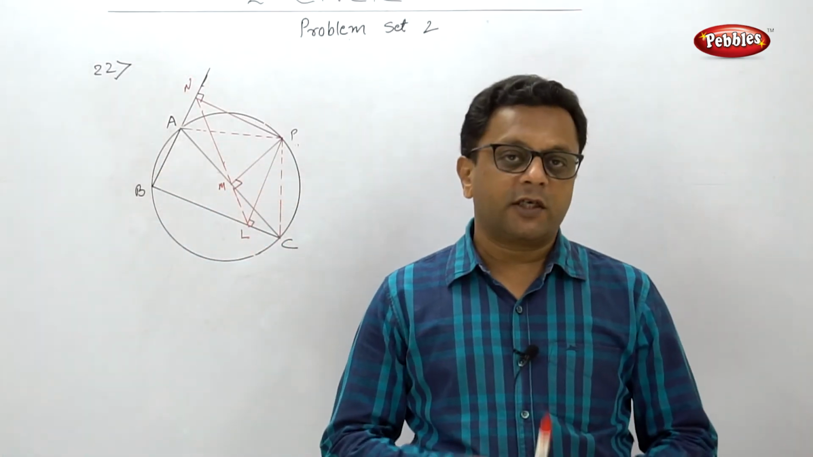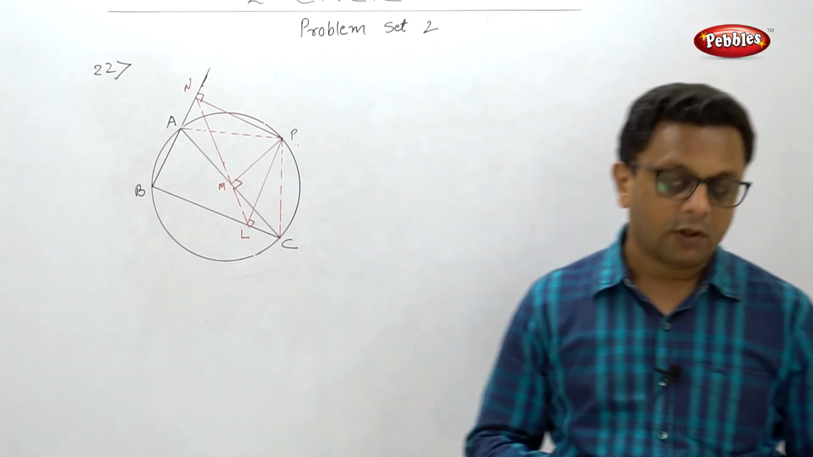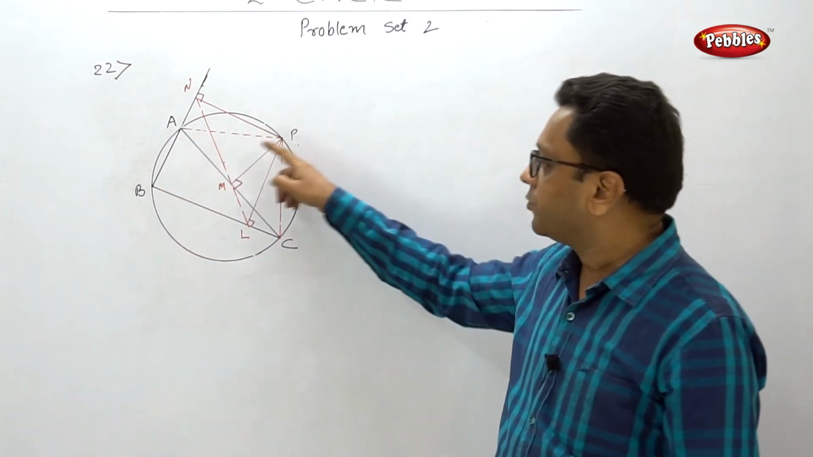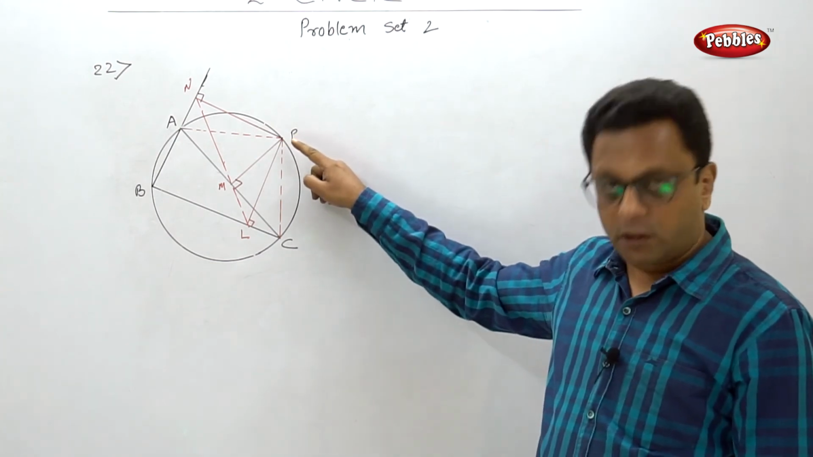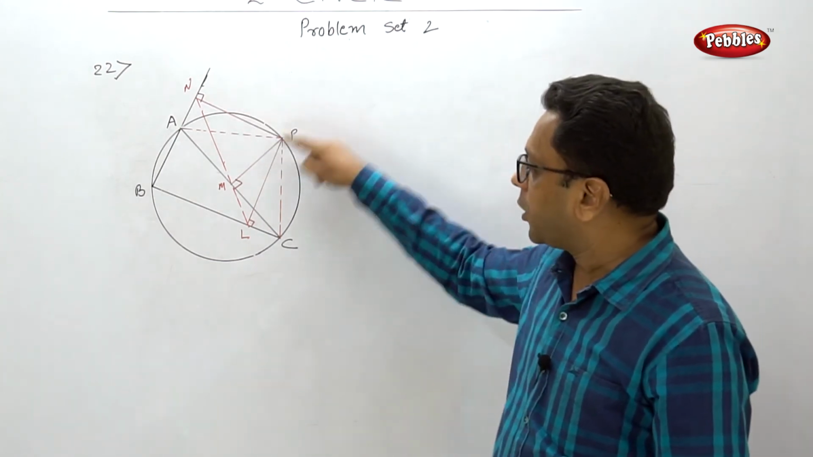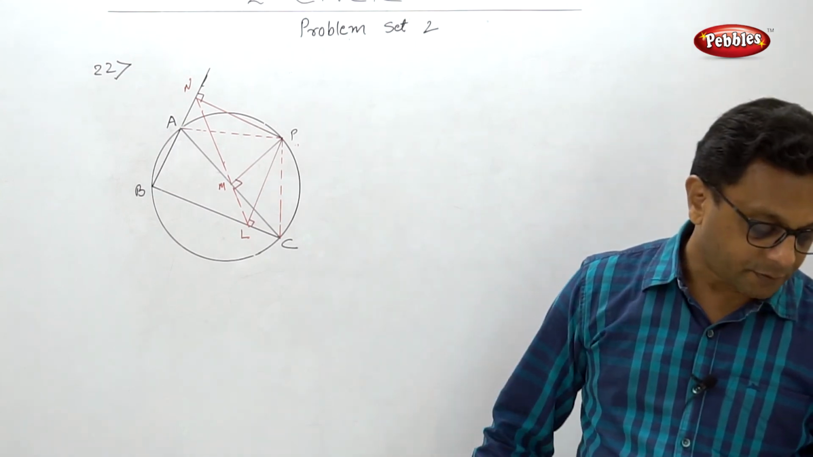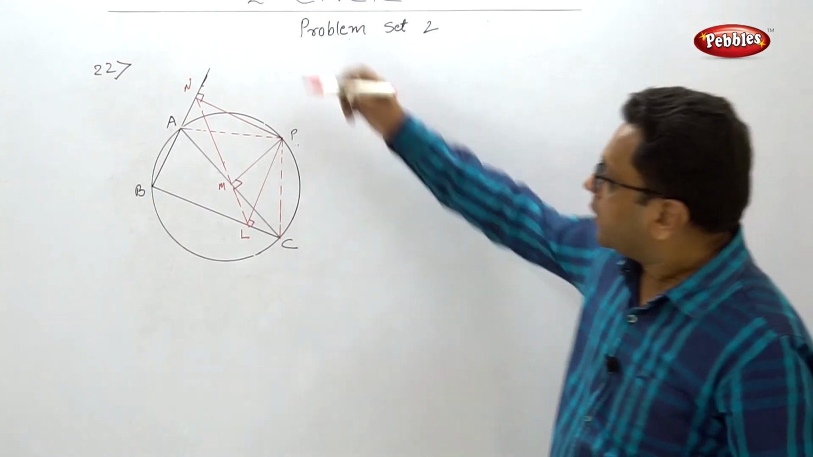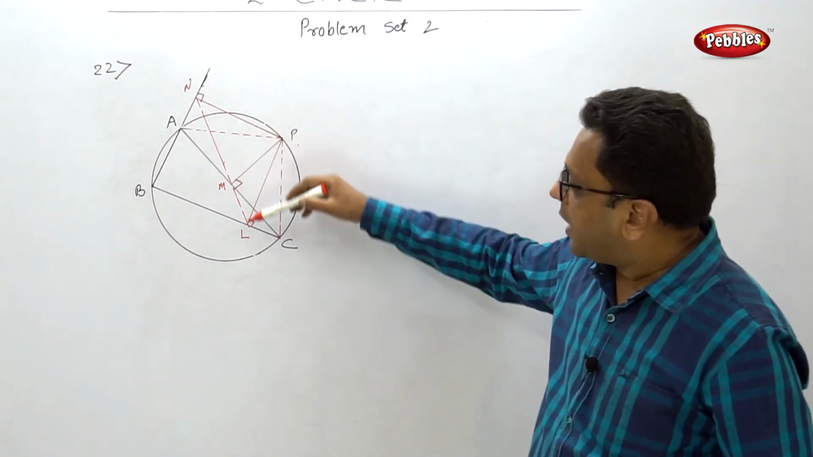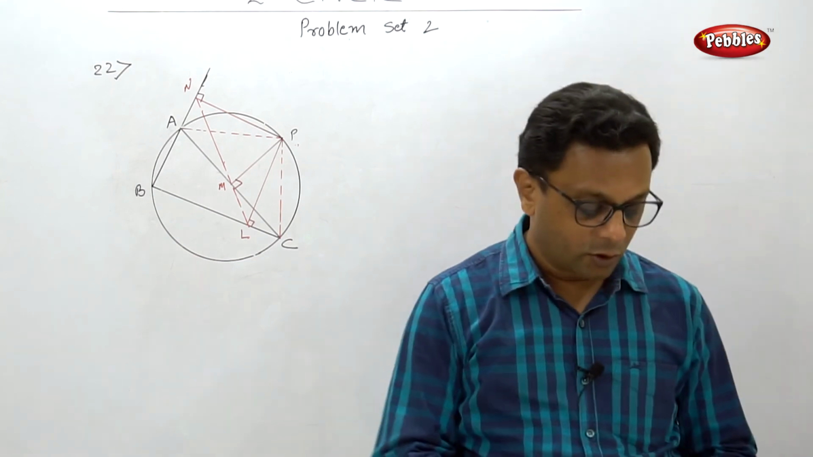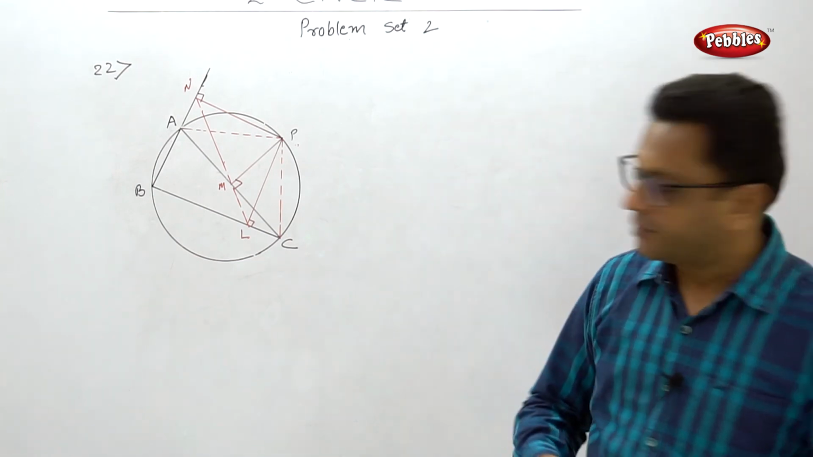Now first we have to understand what the problem is. Let us see the problem again. ABC is inscribed in a circle. P is on the circle. We have drawn the perpendiculars to all three sides. Now we have to prove that N, M and L are collinear points. This is what we have to prove. Let us solve it like this.